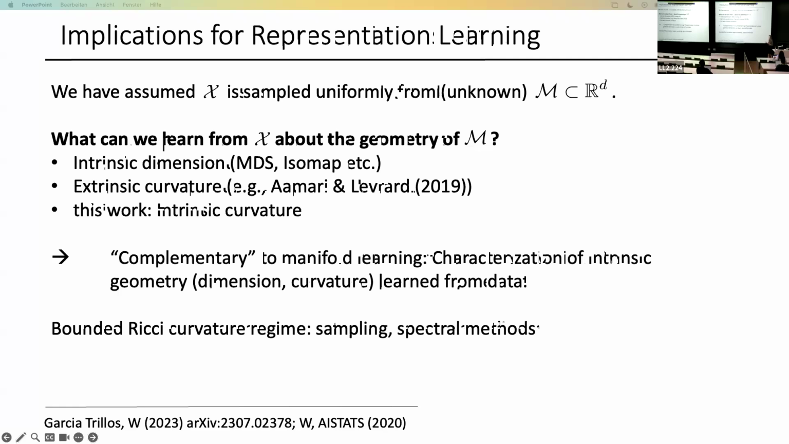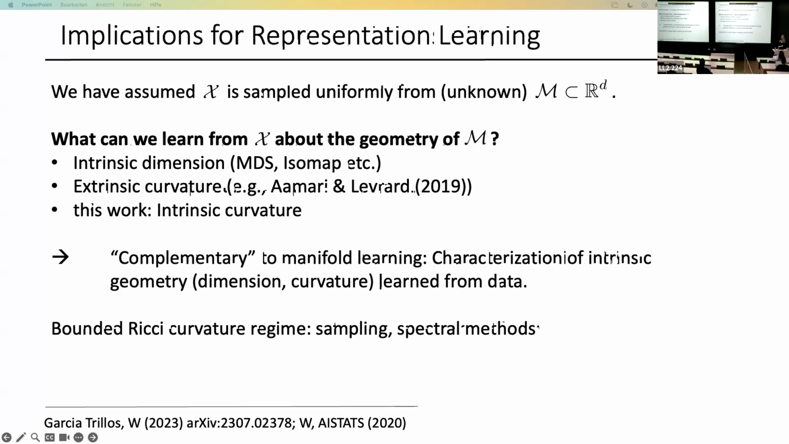Here, the geometric characteristic that is usually taken into account is mostly intrinsic dimension. Classical manifold learning algorithms such as multidimensional scaling and Isomap are able to approximate the intrinsic dimension of the data manifold, but are not able to learn the curvature, right? In fact, learning curvature from data is generally very difficult.